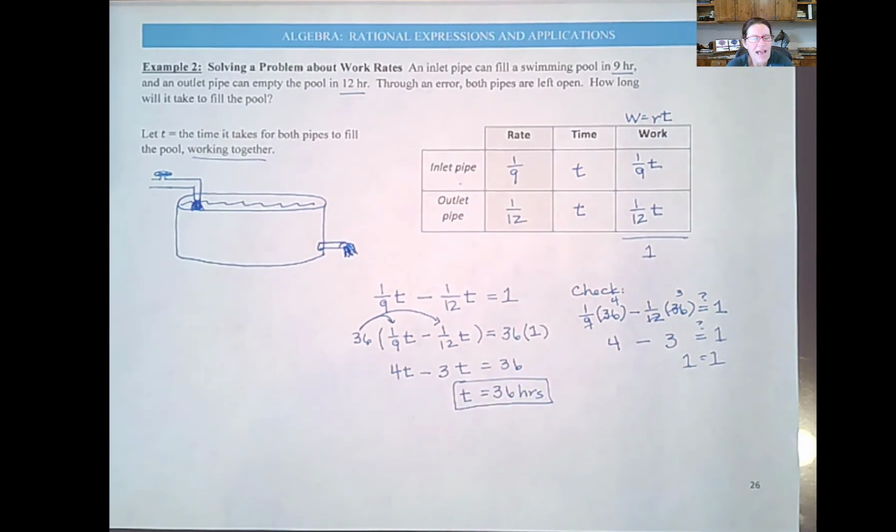All right, there you have it. These were examples in which we solve applications of rational expressions. Make sure that you are showing up, working hard, stay positive. Good luck on these.